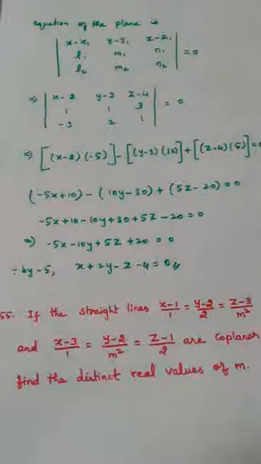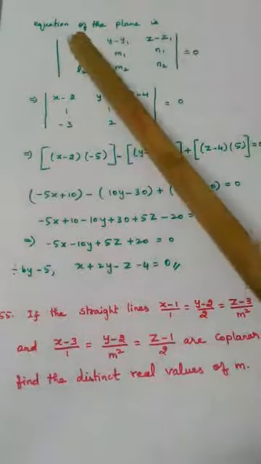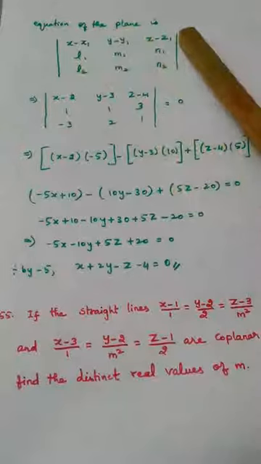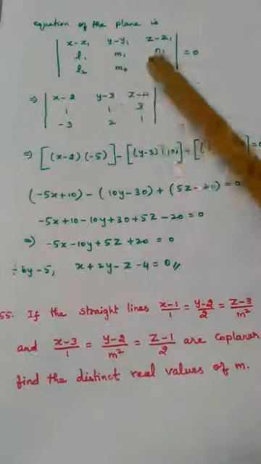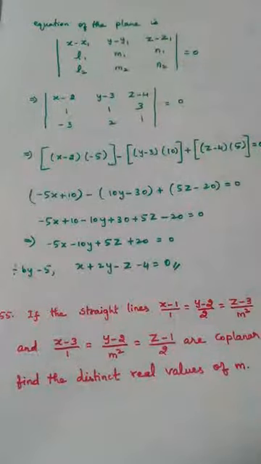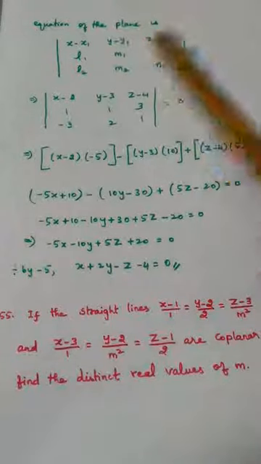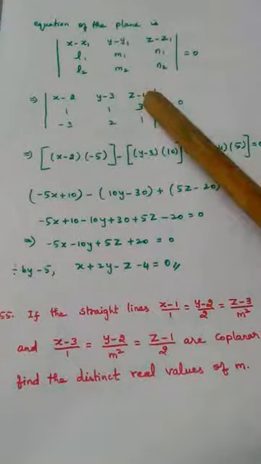Now see, what is the equation of a plane in Cartesian form? This is the equation: the determinant with rows x minus x1, y minus y1, z minus z1; L1, M1, N1; L2, M2, N2. You can even use x2, y2, z2 in place of x1, y1, z1. That is also a correct answer. Equal to 0. x1 means 2, y1 means 3, z1 means 4.